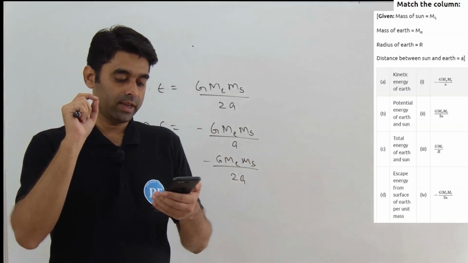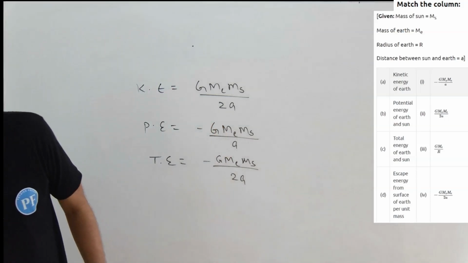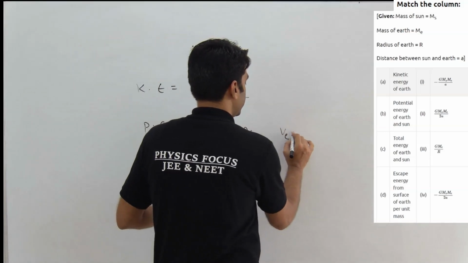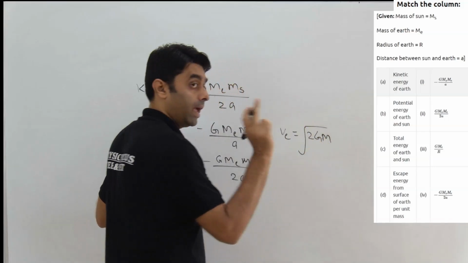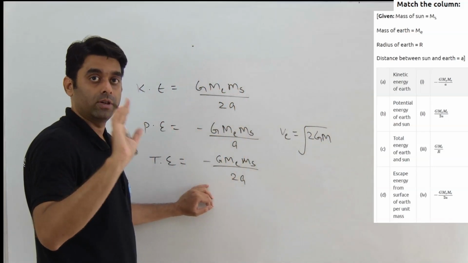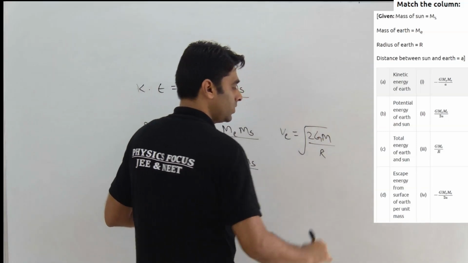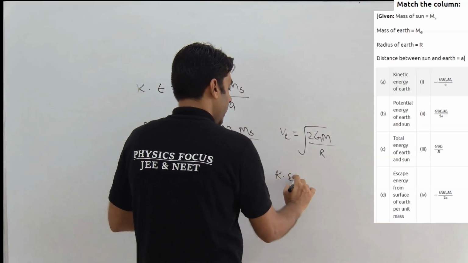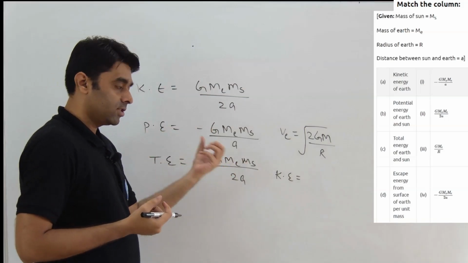Fourth part says escape energy from surface of earth per unit mass. Now escape energy from surface of earth. What is our escape velocity? Escape velocity is root over 2GM, where this M is the capital M, mass of earth, not mass of the particle. Capital M by r. Root over 2GM by r is our escape velocity. So if you want to find out the energy which needs to be given, this is the energy that should be given.